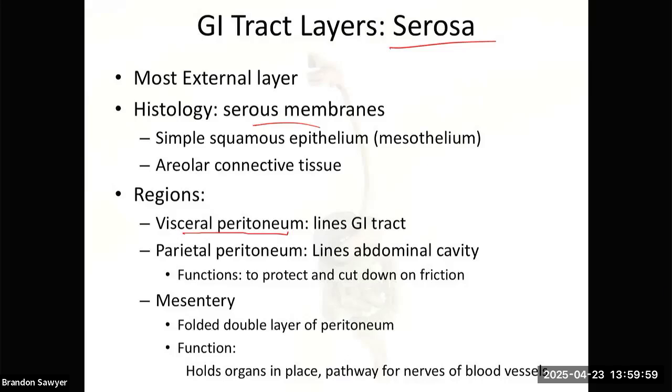Then we have the mesentery, which is all part of this peritoneum, and its function is to hold organs in place. You guys saw this when you dissected the cats and got into the abdominal cavity. There's all that fatty tissue and the thin, almost spider-webby material that was holding all the organs together, and that's the mesentery. It's a housing for blood vessels and nerves. It just says hold organs in place, pathway for nerves and blood vessels.